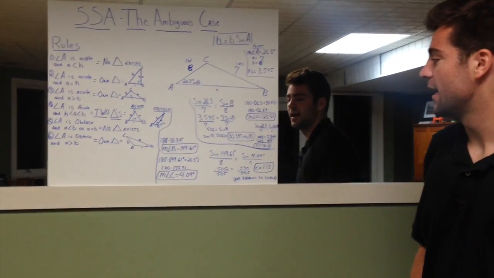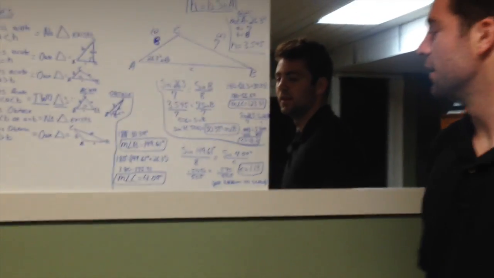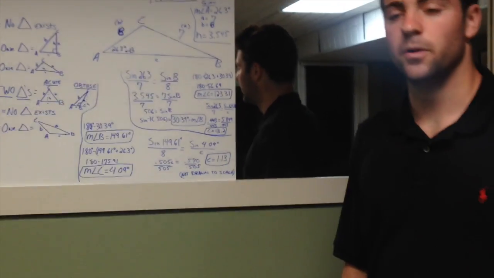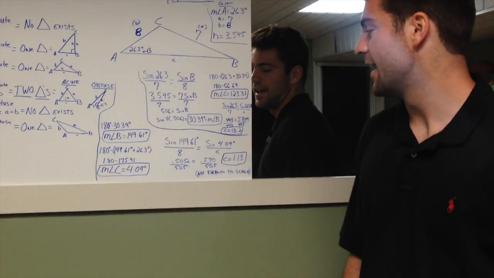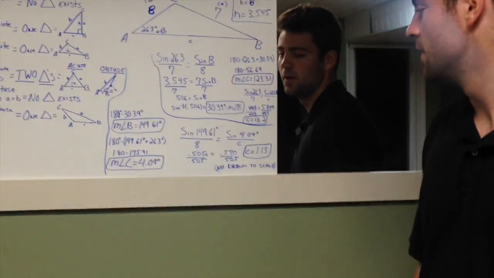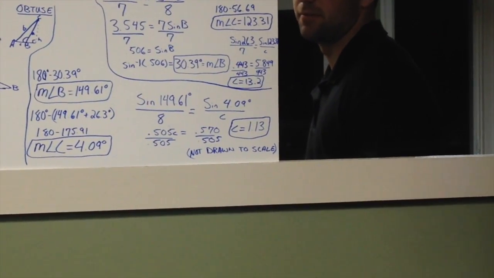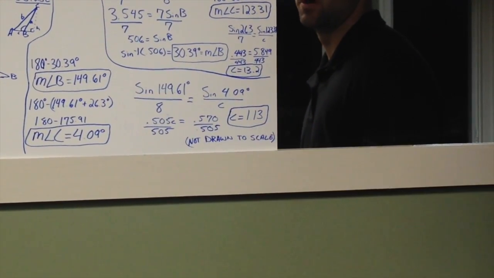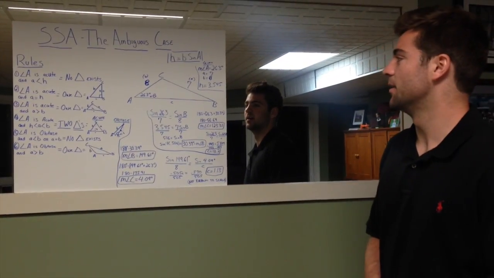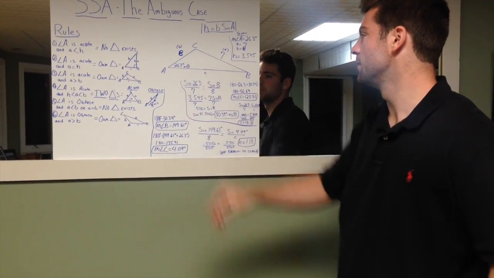And then once you have that, you once again set up the proportion. So I had the sine of 149.61 over 8 is equal to the sine of 4.09 over C, and that comes out to 0.505 C is equal to 0.570. And then I divided that by 0.505, and I got C equals 1.13. And if you just look at the triangle in your head, that'll make sense. For the acute one, C is obviously going to be a lot bigger because it spans from here to here.